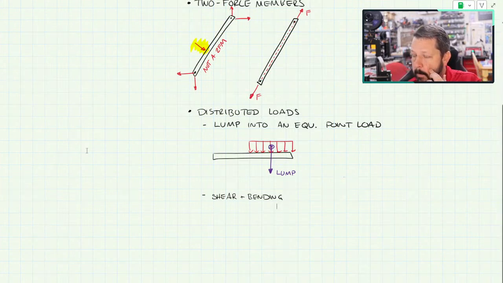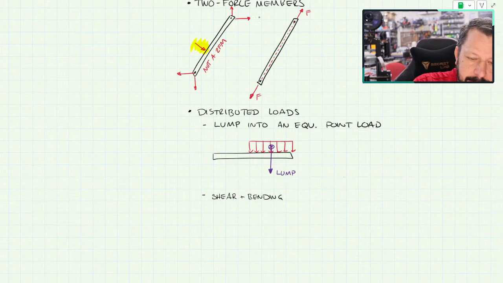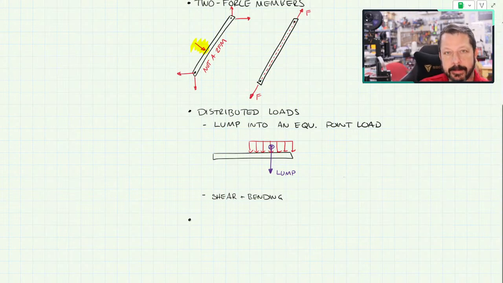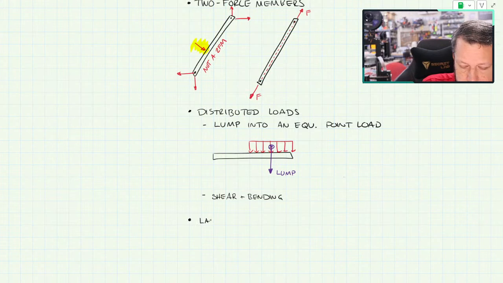Let me see what else might be. I'm looking at my notes. Oh, this is on all the exams, and I guess I didn't specifically tell you that, but not distributed load, but in general, you need to be able to label a stress strain diagram.